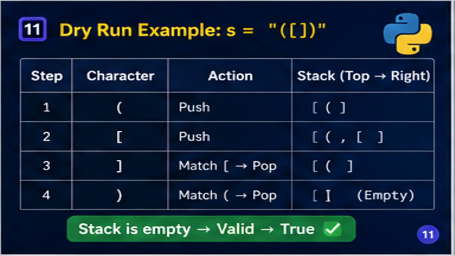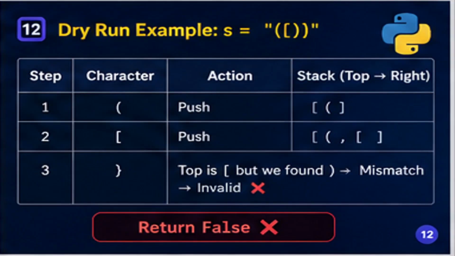Now consider another example. Opening parenthesis. Push. Opening square bracket. Push. Next, we see a closing curly brace. The top of the stack contains an opening square bracket. They don't match. So we immediately return false. There's no need to continue checking the remaining characters.